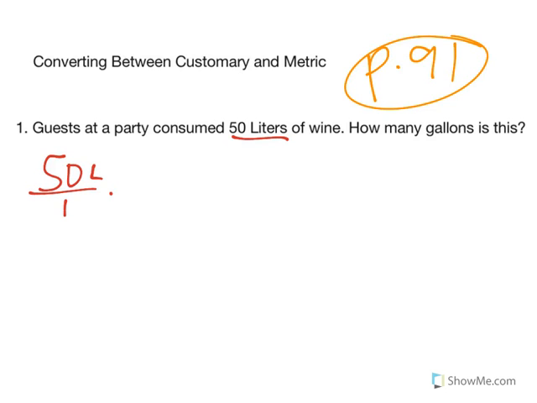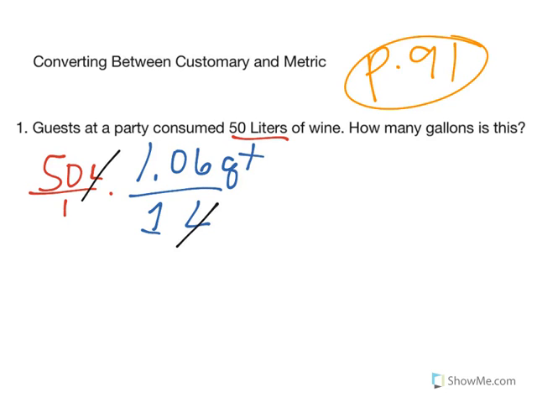I generally say, I know that liters has to go on the bottom, so I want to put 1 on the bottom because I don't like to divide. I would rather multiply. So I know that 1 liter is approximately 1.06 quarts. Now my liters go away and now I'm in quarts. Is that what I want? No, it's not. I want gallons.